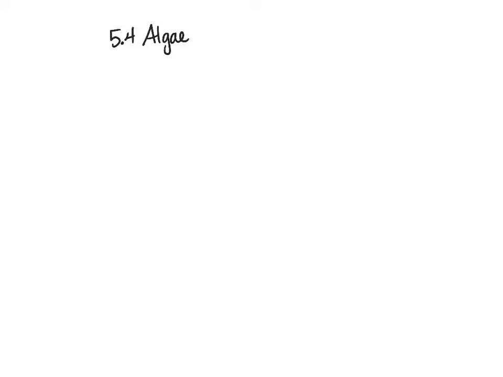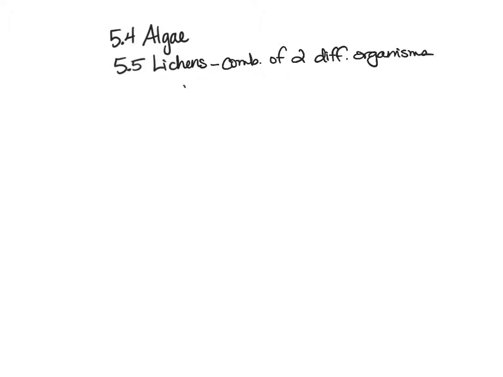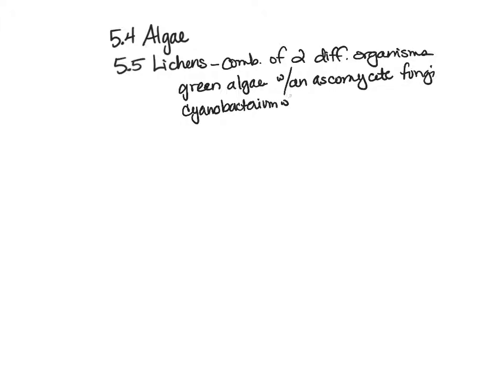So then the last section are the lichens, and she didn't mention the lichens at all. So we are going to talk about them here. A lichen is a combination of two different organisms. The two different organisms are either green algae, or a cyanobacterium, with an ascomycete fungus. And these organisms are living in a symbiotic relationship.